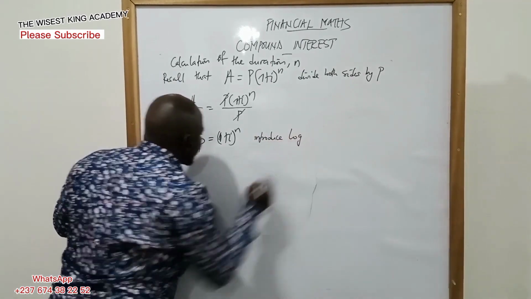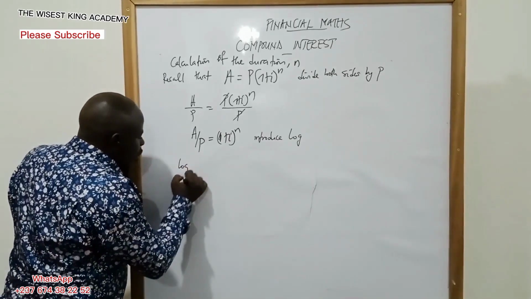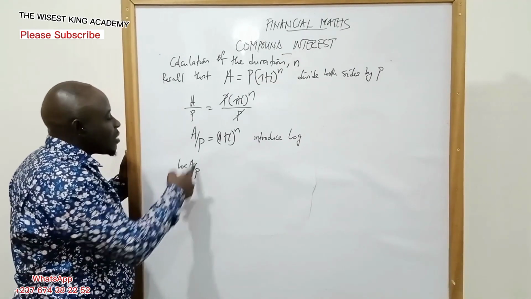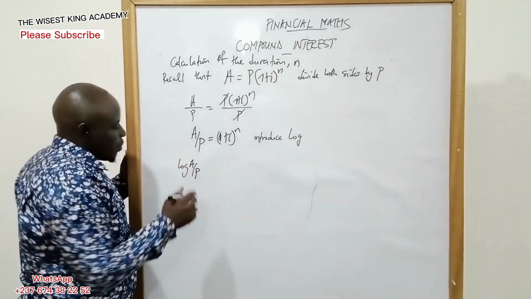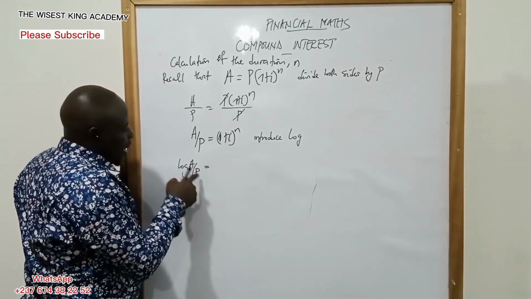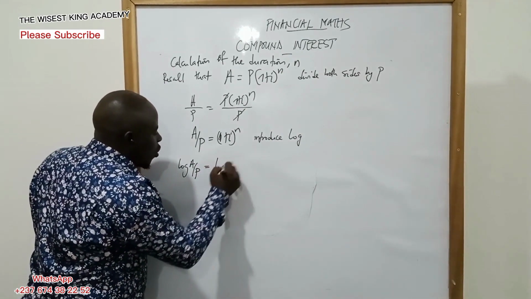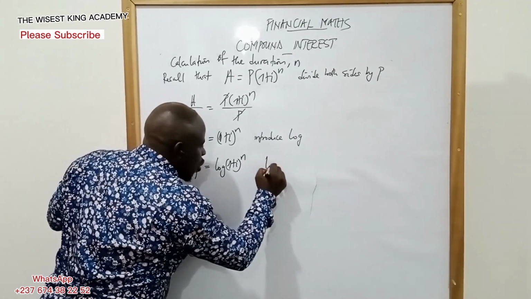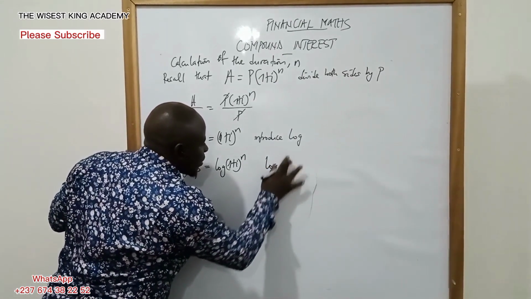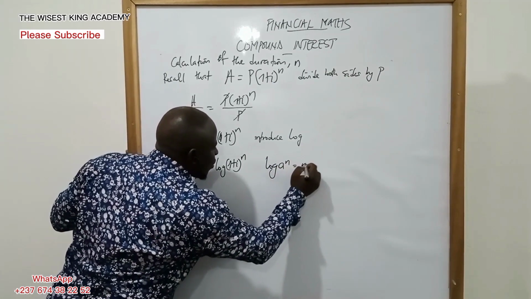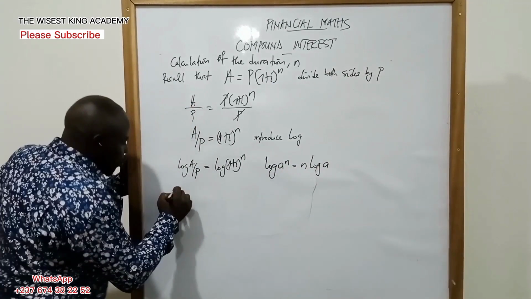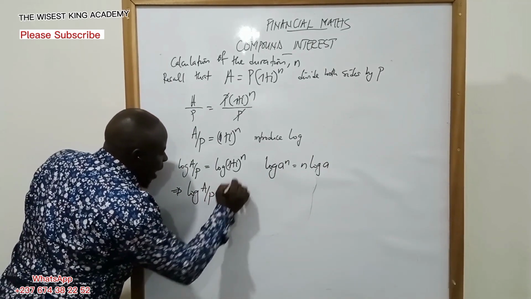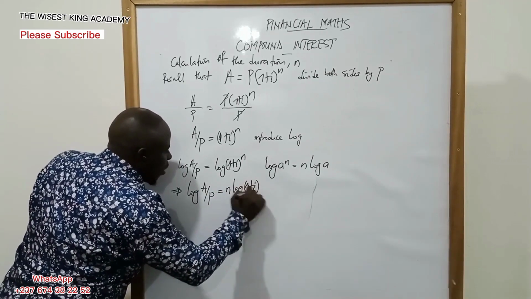When we introduce log, we are going to have log A divided by P. I'm not going to expand this, because there are amounts that when I divide, it will give me a value. I introduce log on both sides. So I have log A over P, then I have log 1 plus I raised to the power n. There is a law of log that says log of a to the power n is equals to n log a. So this therefore implies that log A over P will be equals to n log 1 plus I.